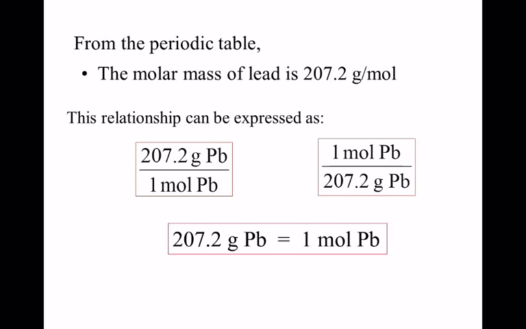So that is a physical property of lead. We could say there are 207 grams of lead per 1 mole of lead. We could say 1 mole of lead will weigh 207.2 grams of lead. We could flatten it out and we could say it's a physical property for lead. 207.2 grams of lead is equal to 1 mole of lead.